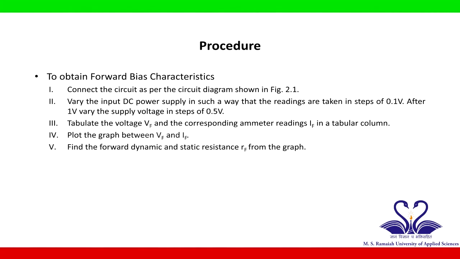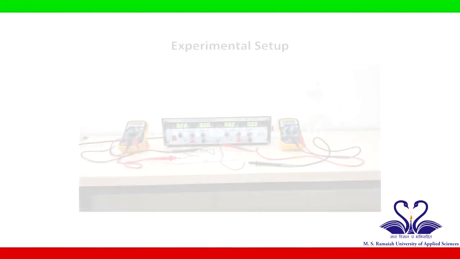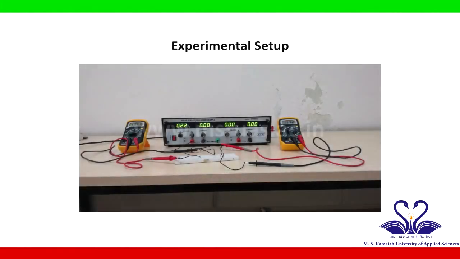Continue taking readings by changing the power supply voltage in steps of 0.5 volt till the supply voltage reaches 6 volt. Plot the graph between voltmeter and ammeter readings. Calculate the resistances. This is the experimental setup.